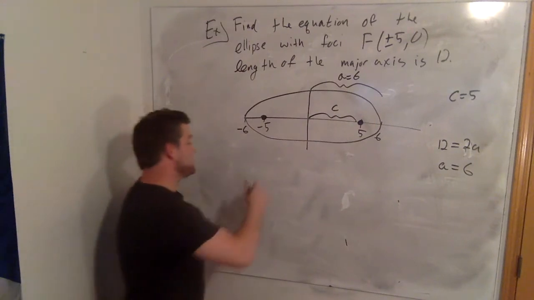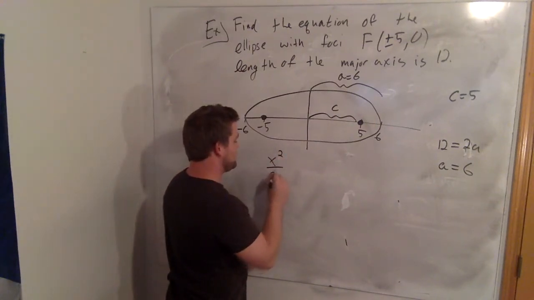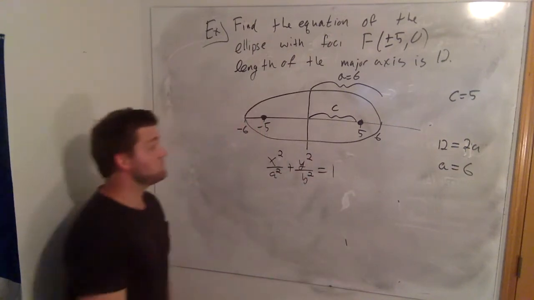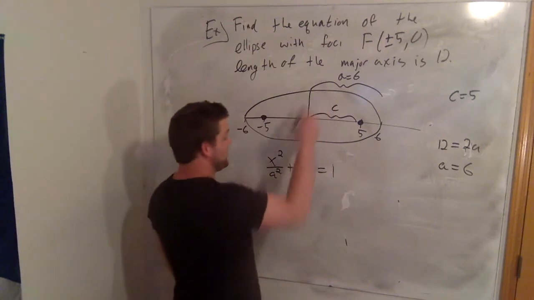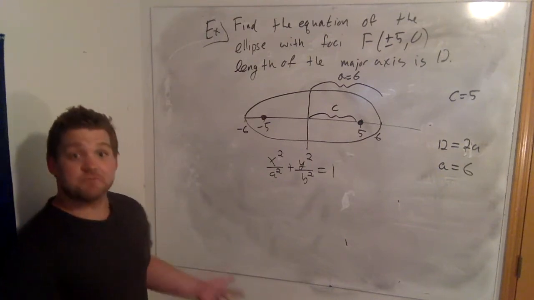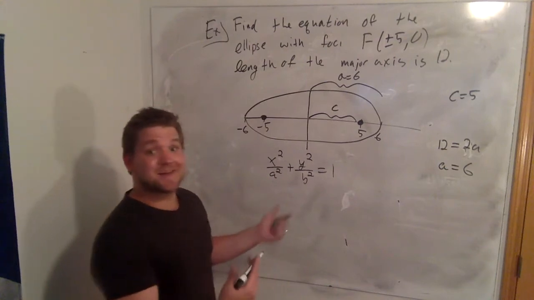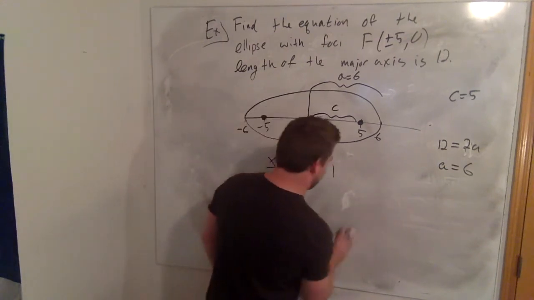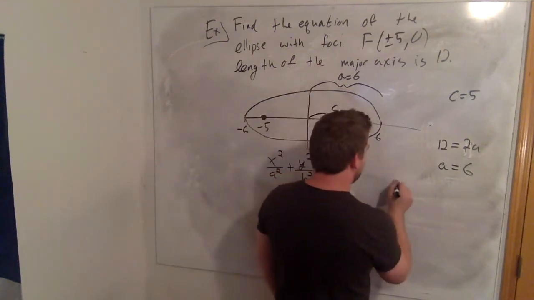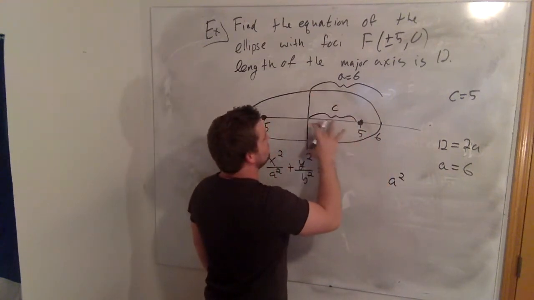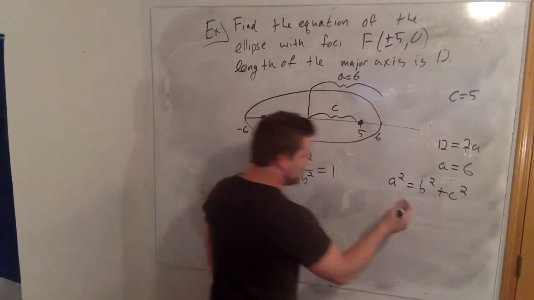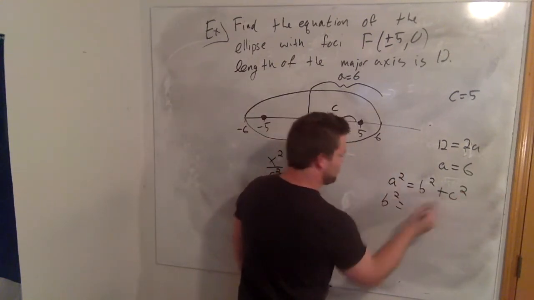Okay, so right off the bat, I know we have the equation x squared over a squared plus y squared over b squared equals 1. We can already fill some of this in because we know what a is, but we need to figure out what b is. If I know a and c, we can figure out b with the nice right triangle relationship that we drew. We know that a squared is equal to b squared plus c squared. So b squared will be equal to a squared minus c squared.